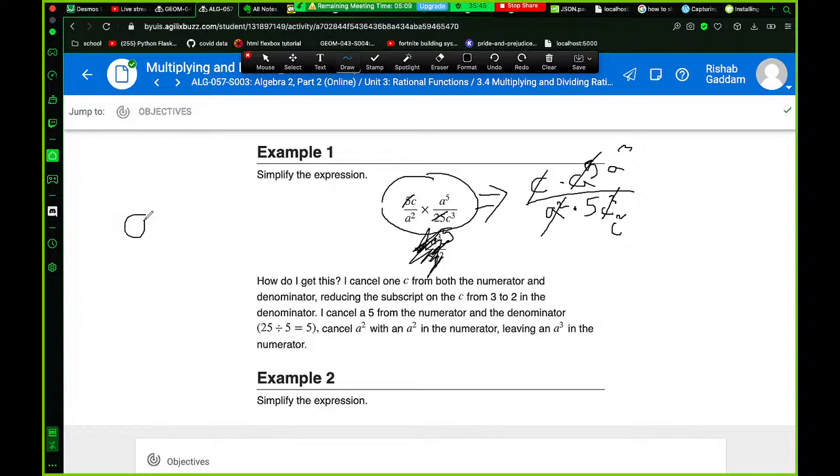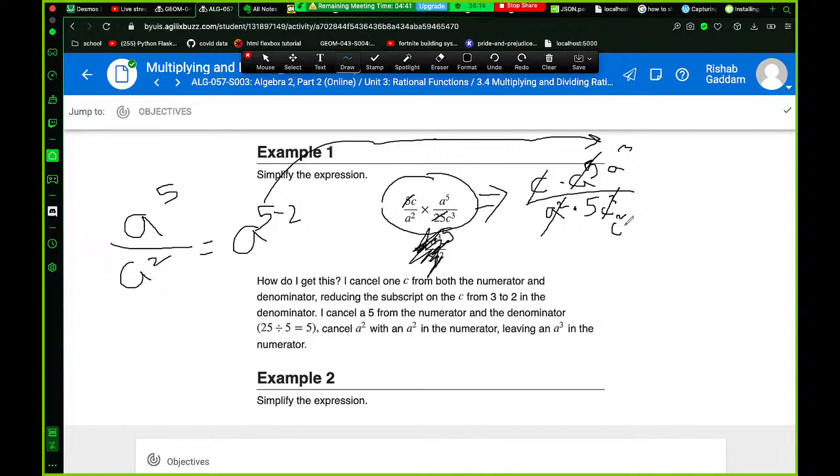If you have exponents of the same base, let's say a with an exponent and another exponent, then you have to subtract these two exponents. Then this is equal to a to the power of 5 minus 2, or 3. So that's how we got a cubed, and this is also the same reason for the c. So the final answer that we get is a cubed over 5c squared.